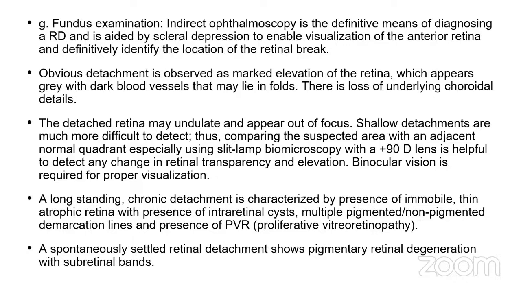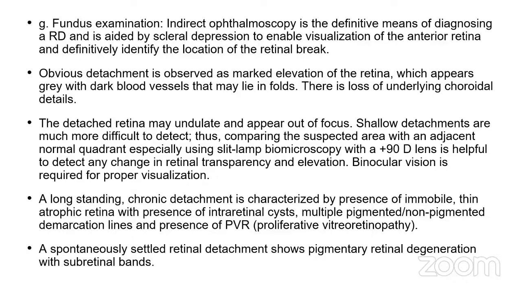And a long-standing chronic detachment is characterized by presence of immobile thin atrophic retina with intraretinal cysts and multiple pigmented and non-pigmented demarcation lines and presence of PVR. These features differentiate it from fresh RD. Fresh RD is mobile, there is corrugation, and there is no retinal atrophy. Generally we call it fresh RD when the onset of detachment is less than 3 months; beyond that it is classified as old retinal detachment.